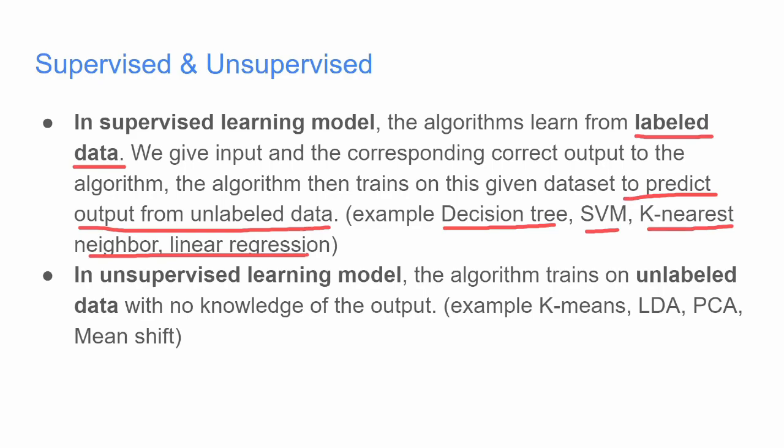When it comes to the unsupervised learning model, the algorithm trains on unlabeled data with no knowledge of the output. If it is supervised, the algorithm trains on labeled data. Examples of unsupervised machine learning algorithms are k-means, LDA, PCA, and mean shift.